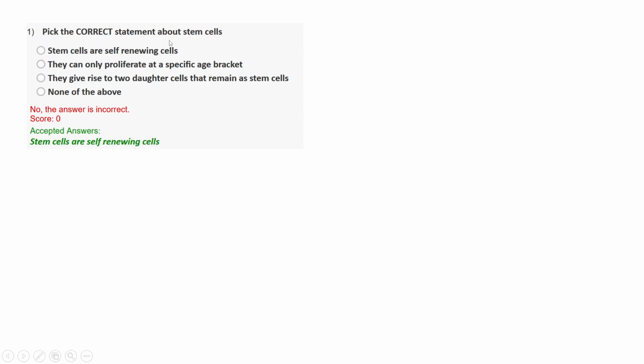The first question is: pick the correct statement about stem cells. Stem cells are self-renewing cells. This is correct. They can only proliferate in a specific age bracket. No, this is not correct; they can proliferate at any age. They give rise to two daughter cells that remain as stem cells. No, one stem cell will divide into one daughter cell and another stem cell. From one stem cell, two daughter stem cells will not be formed. So these two are incorrect, and option one is correct: stem cells are self-renewing cells.